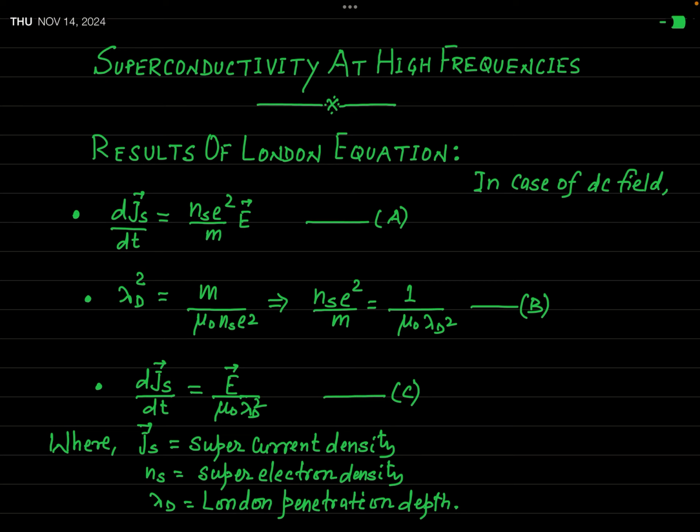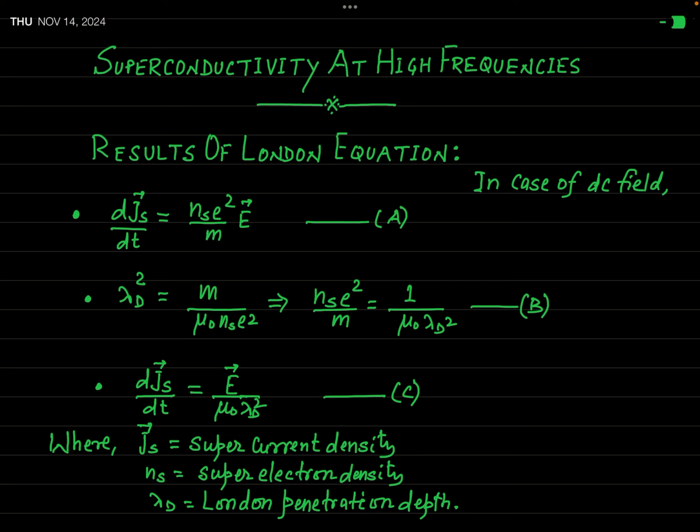When you say DC field, that field may be either time independent, or it may be time dependent, but it does not vary with time in a sinusoidal or alternating manner. So our discussion on superconductivity was actually at very low frequency, or you can say at zero frequency. Now the same problem we are going to discuss at high frequencies.